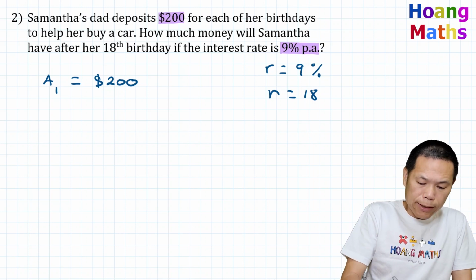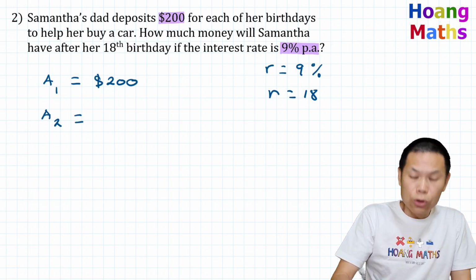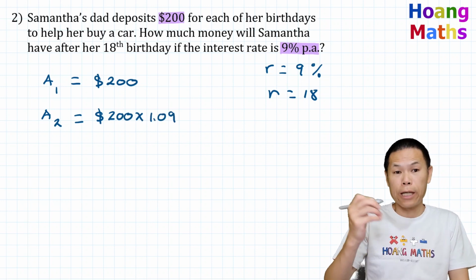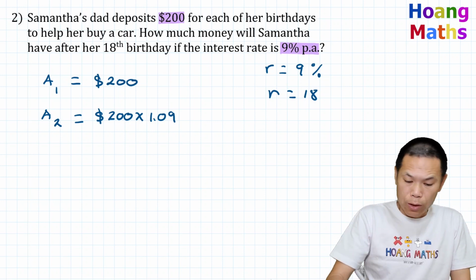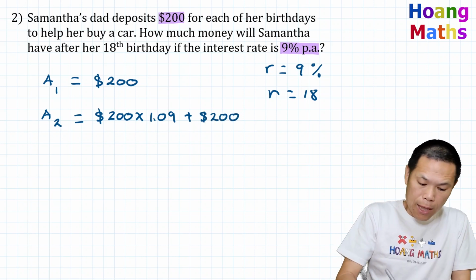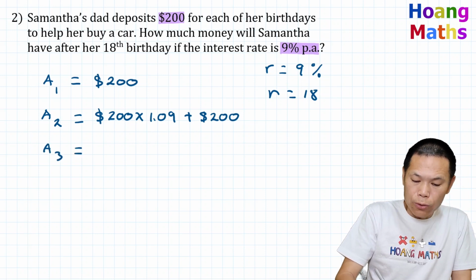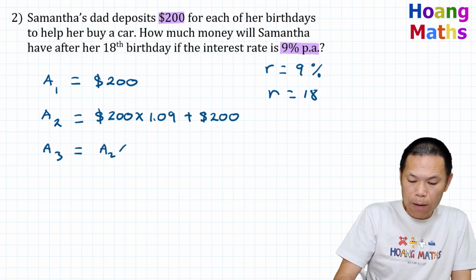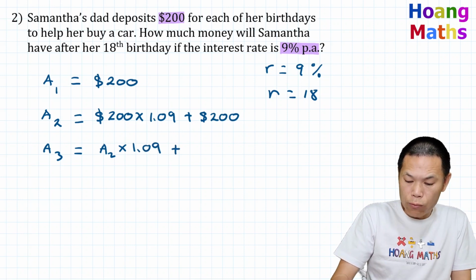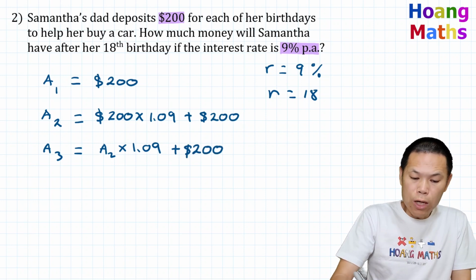Now on the second birthday, the first $200 has interest on top of that. So the balance for that is 200 times 1.09, using compound interest, of course. And then he also deposits $200. Keep that in mind. And then A3 is equal to A2 times 1.09, that is the balance, and we add $200. So there you go.